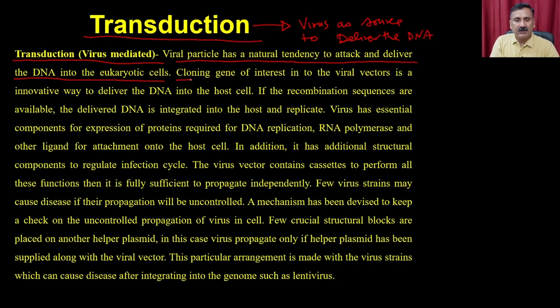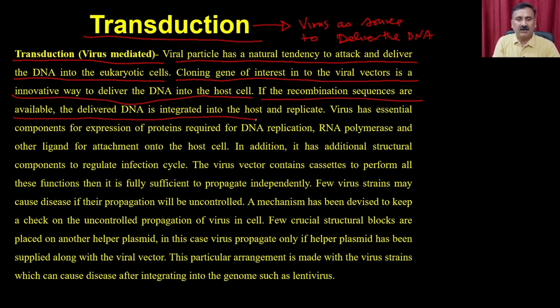And then once the genome replicates, it is going to make multiple copies of the virus, and that's how the virus spreads throughout the body. So by exploiting that mechanism, we can deliver the DNA into the eukaryotic cell. Cloning the gene of interest into a viral vector is an innovative way to deliver the DNA into the host cell. If the recombination sequences are available, the delivered DNA is integrated into the host and replicated. The virus has essential components for expression of proteins required for DNA replication, RNA polymerase, and the other ligands for attachment onto the cell.